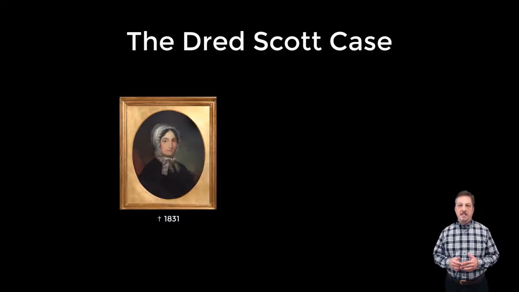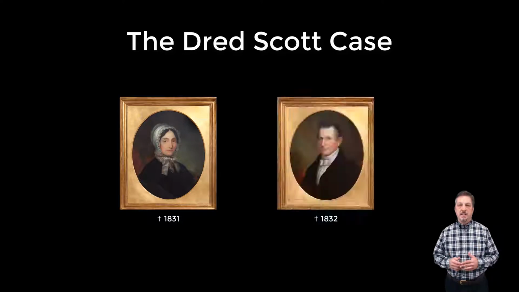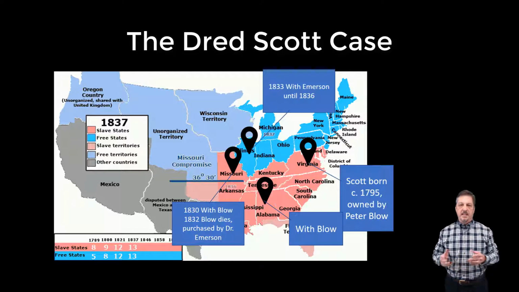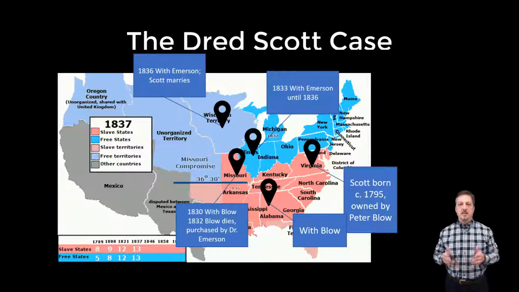Elizabeth Blow died in 1831 and Peter died in 1832. Either just before Peter Blow's death or as part of his estate, ownership of Dred Scott transferred to John Emerson, a doctor in the U.S. Army. Scott accompanied Emerson to a posting in Illinois, a free state, in 1833, where he lived until 1836, when Emerson brought Scott with him to a posting at Fort Snelling in the Wisconsin Territory, a free territory in an area that is now part of Minnesota.